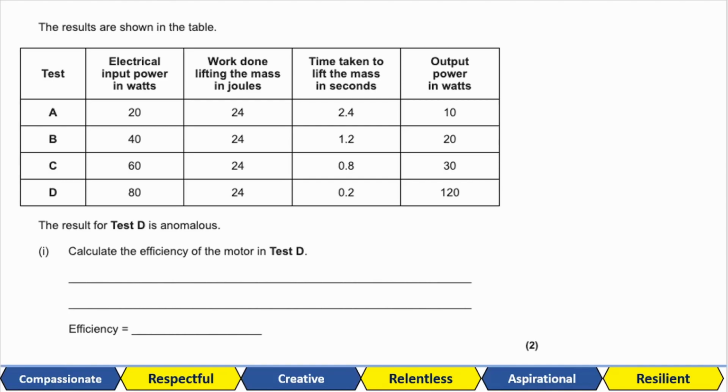This final question here is an interesting one. You need to calculate the efficiency of the motor in test D. We know that we need the input and the output, so these are the two columns we need to look at. Try and work this one out.